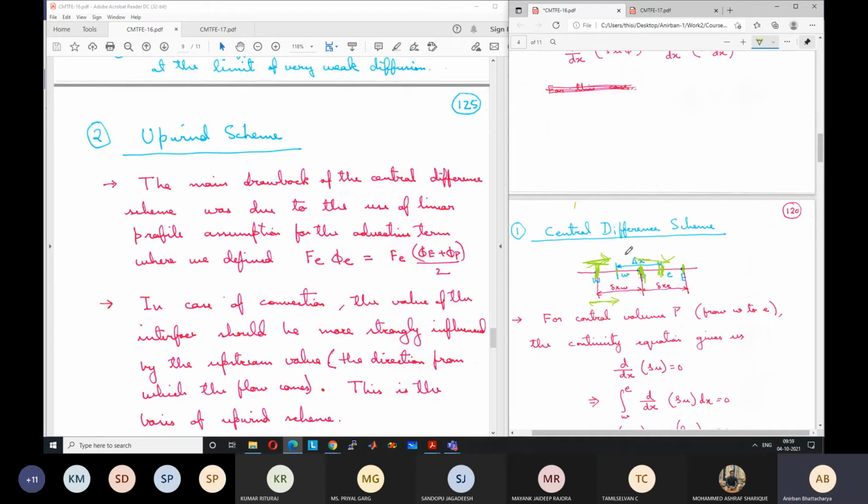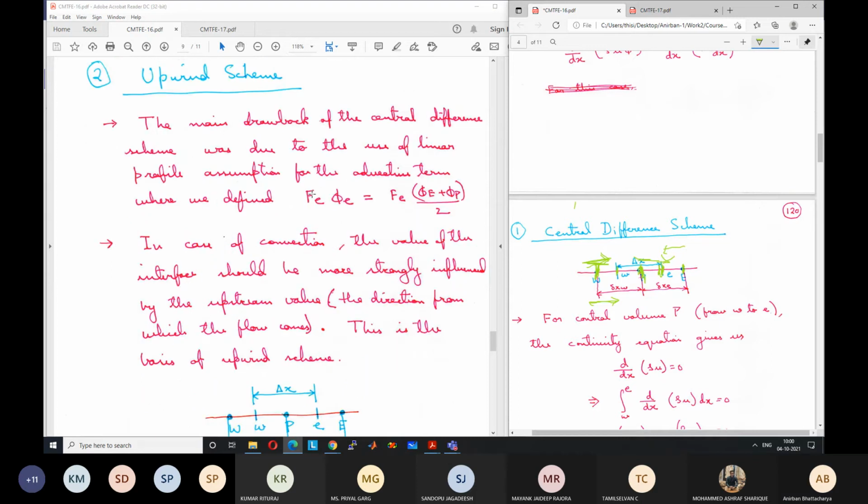So here, if the temperature is say 400 Kelvin, and here it is 300 Kelvin, the temperature at the interface is also 400 Kelvin, because the flow is coming from this direction. Similarly, if it was 200 Kelvin here and 400 Kelvin there, the interface will be at 200 Kelvin if the flow is coming in this direction. If the flow comes from the opposite direction, then this point should be strongly affected by this value. Depending on the flow direction, that upstream point will affect the interface. That is the idea behind the upwind scheme.